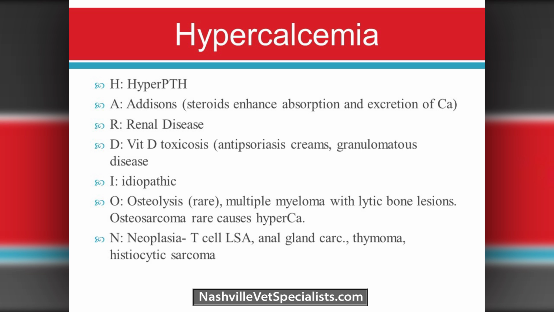Then, of course, the other big one is adenocarcinoma, the anal sac adenocarcinomas. And then there are some various other ones like thymomas. Thymoma is like 34% of the 116 cases in one study. And we talked about histiocytic sarcoma already.